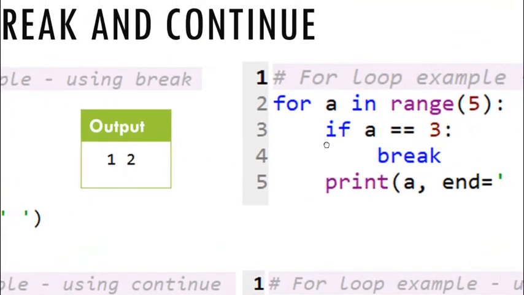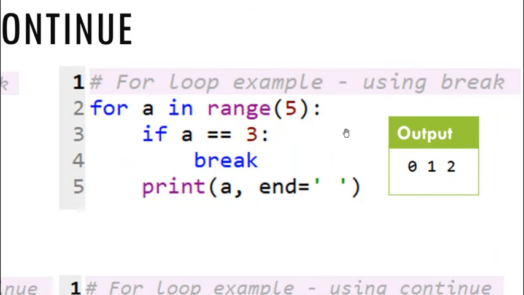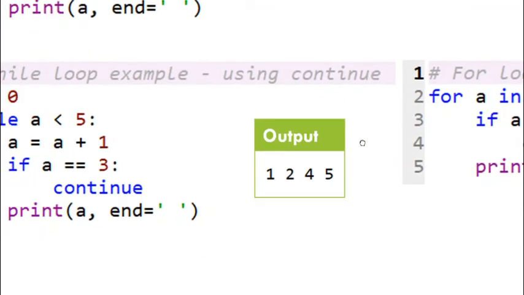See the same in the for loop. What happened? We have given range 5. As we know that range starts from 0, it will check if the value of a is 3. No, it is 0, so 0 is displayed, then 1 is displayed, then 2 is displayed. Then when the value becomes 3, it will check the if condition is fulfilled and the break statement is executed. It will come out of the loop, so only 0, 1 and 2 are displayed.